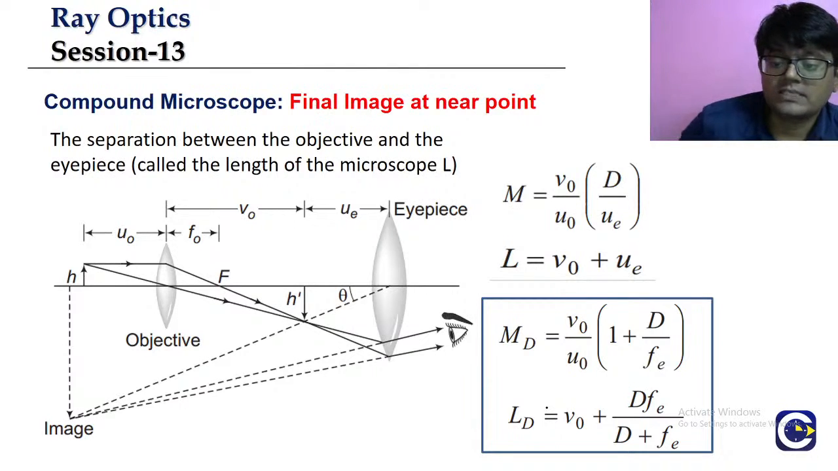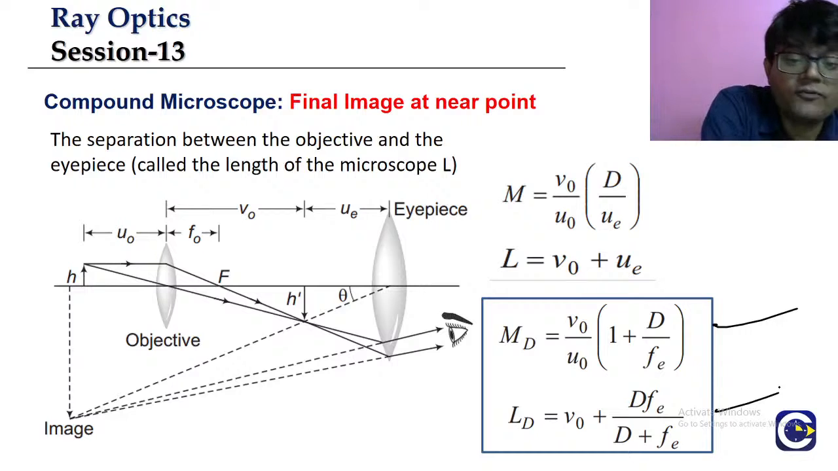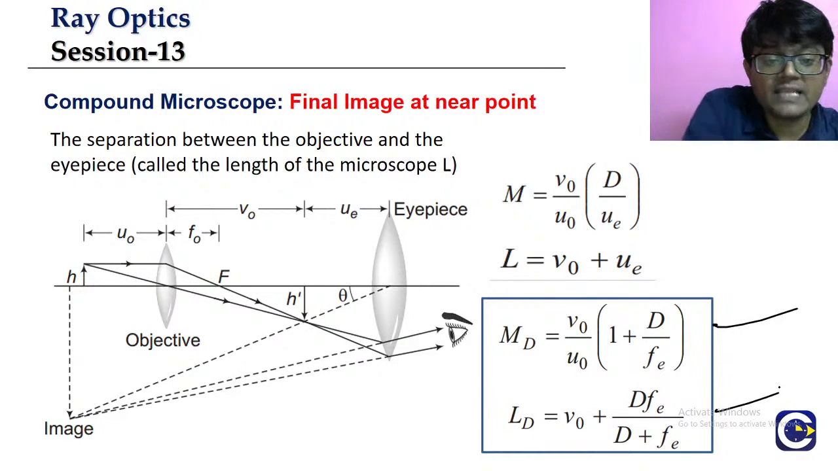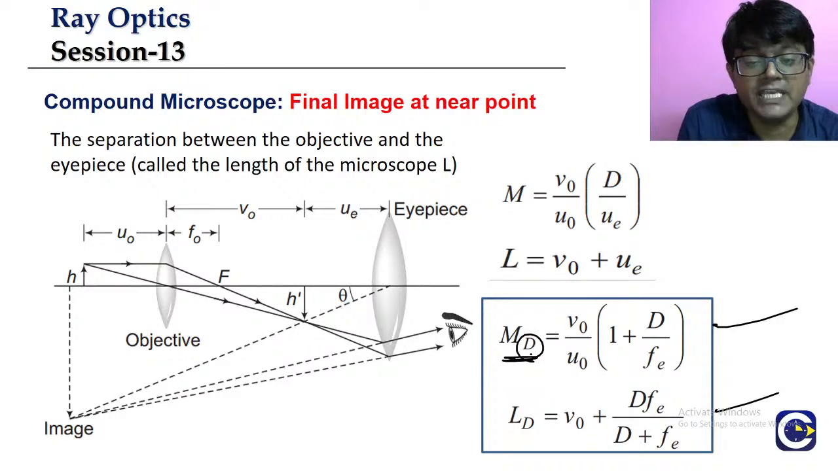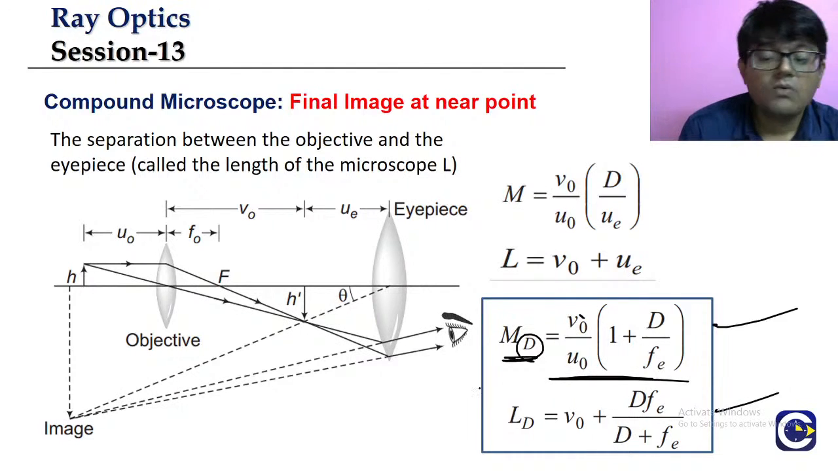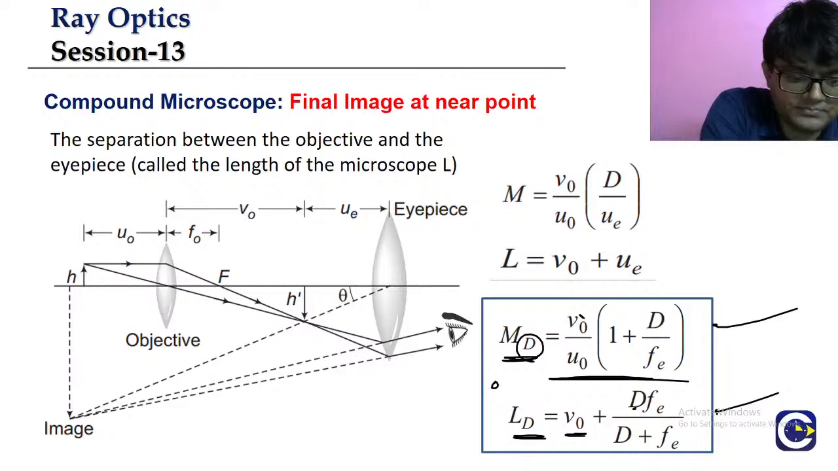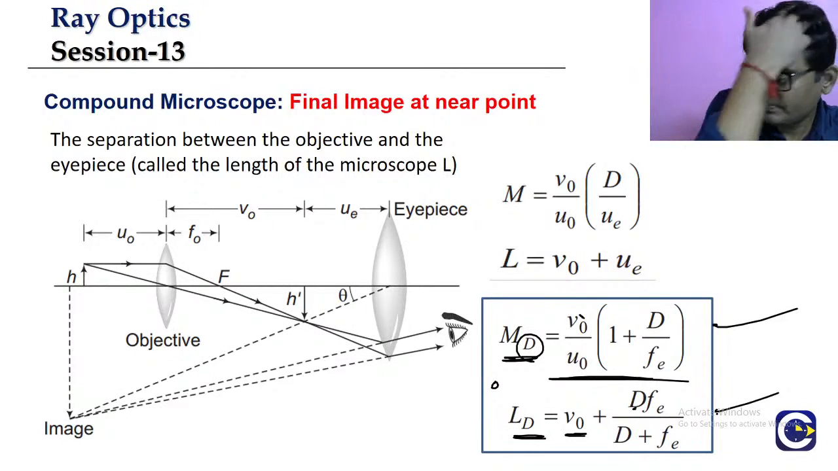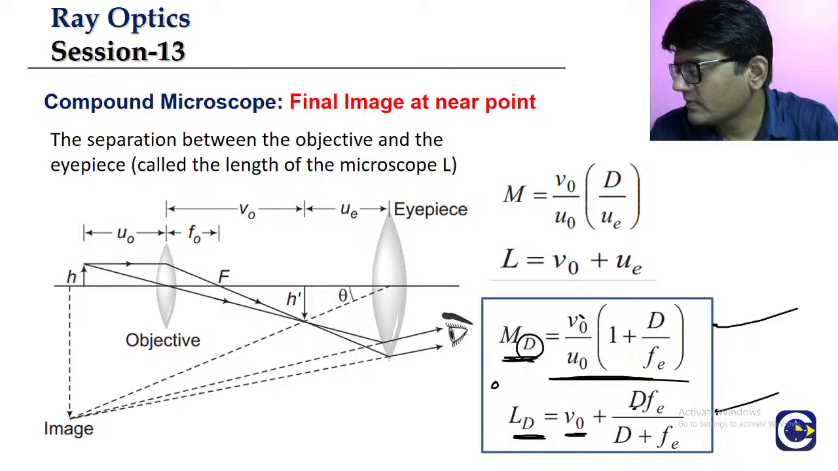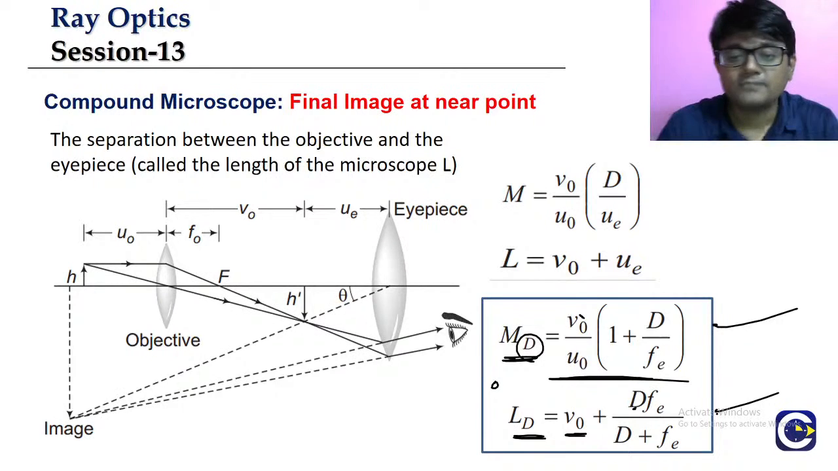So we'll have to just make a note of both these formulae. Here I am again and again telling you that the final formulae are important. The magnifying power we are writing as M subscript D, because the final image is formed at the near point. It is VO by UO into 1 plus D by FE. What is the length of the microscope here? VO plus D into FE by D plus FE. Just make a note of these results.